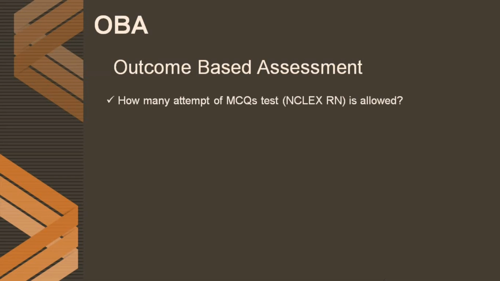So how many attempts of the MCQ test, or NCLEX RN, are allowed? With one ATT, you have 90 days validity of the ATT, the authorization to take the test, and you can attempt only once with that one particular paper. So if you fail that test, you have to reapply for the next ATT. You have to ask your board, the nursing board, the AHPRA, to issue another permission for you to take the test.